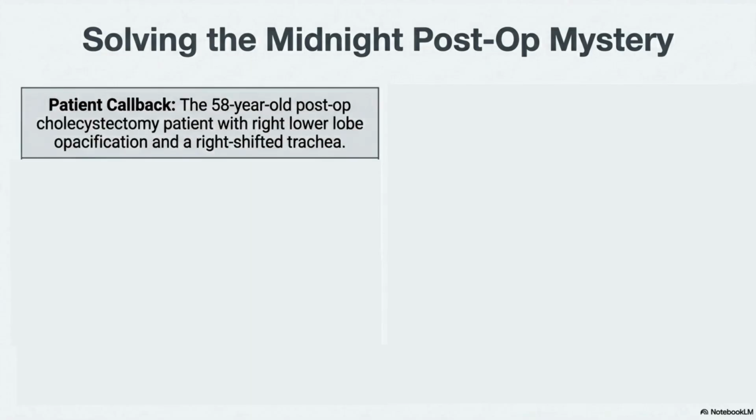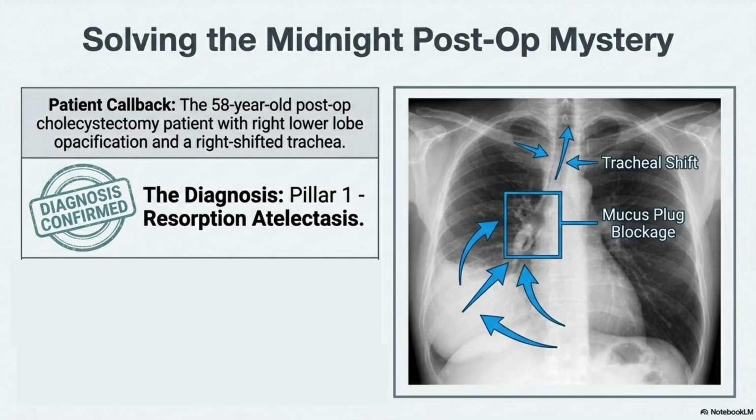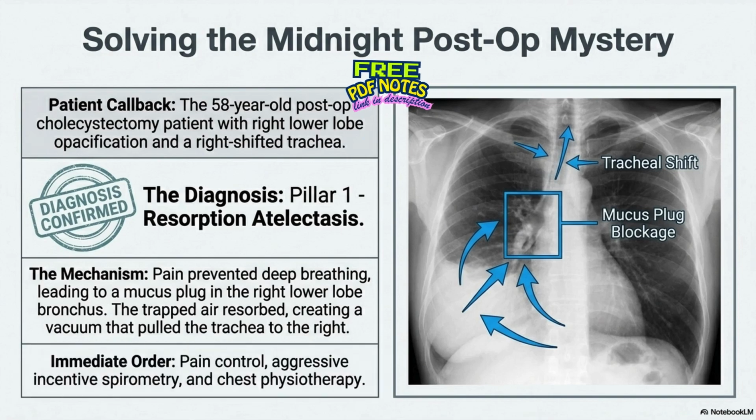Finally, we are solving the midnight post-op mystery. Here's our patient callback: the 58-year-old post-op cholecystectomy patient with right lower lobe opacification and right shifted trachea. The diagnosis is confirmed. Pillar 1: resorption atelectasis. The mechanism: pain prevented deep breathing, leading to a mucus plug in the right lower lobe bronchus. The trapped air resorbed, creating a vacuum that pulled the trachea to the right. Our immediate order is to implement pain control, aggressive incentive spirometry, and chest physiotherapy to break up that mucus plug blockage.